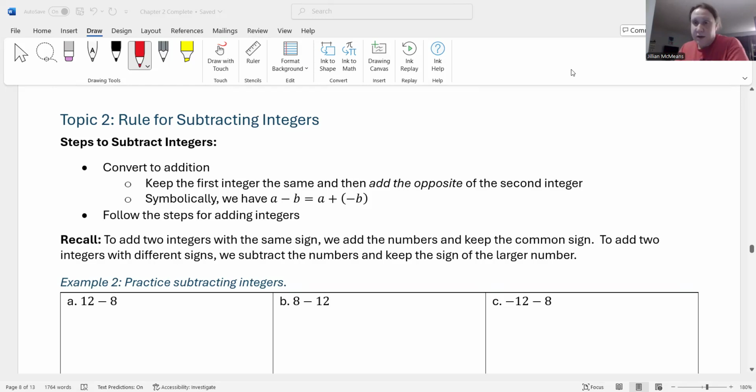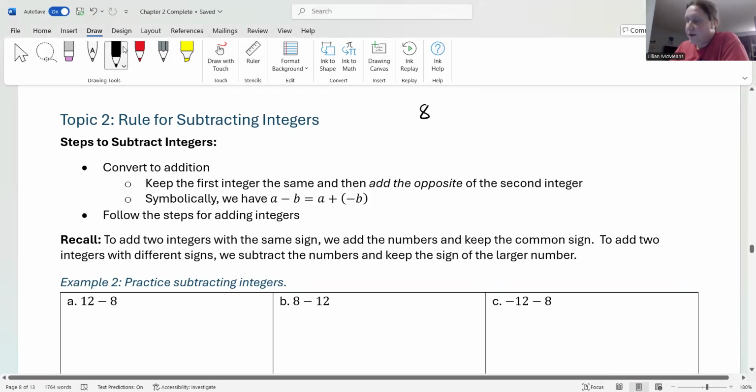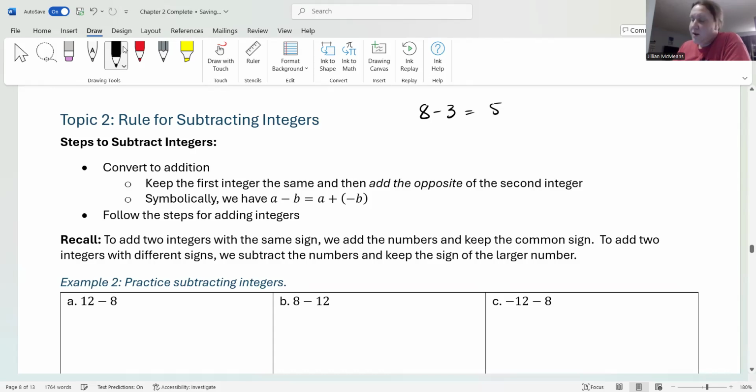So let's think about some things that we know. Let's do something really basic. Let's say that we have 8 minus 3 equals 5. We know this. We believe this. But what if I told you this is exactly the same thing as 8 plus negative 3? Well, this has kind of come up if we think back to our addition of integers. We sort of had situations like this.